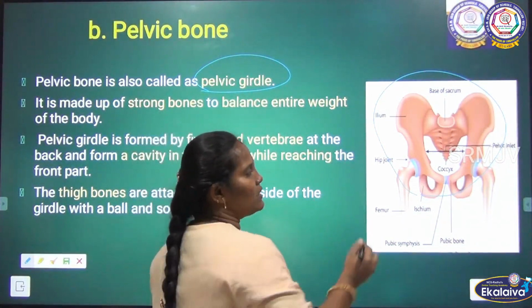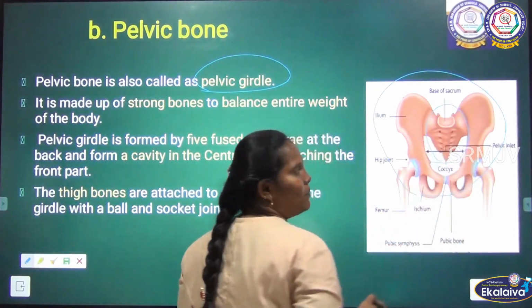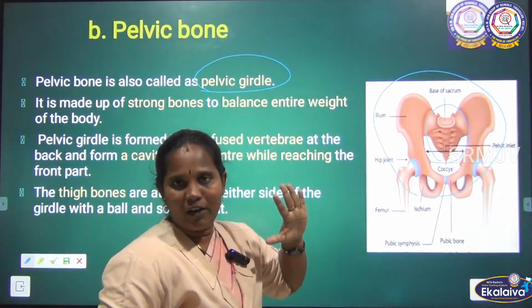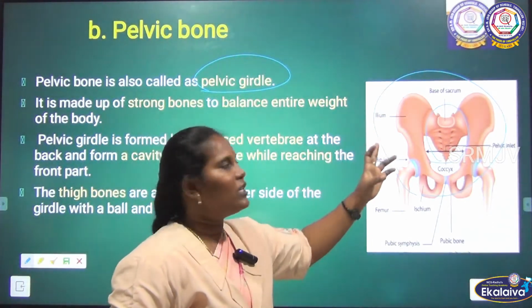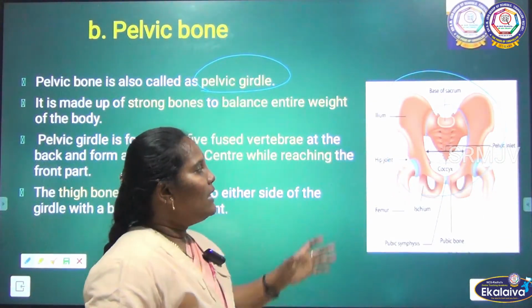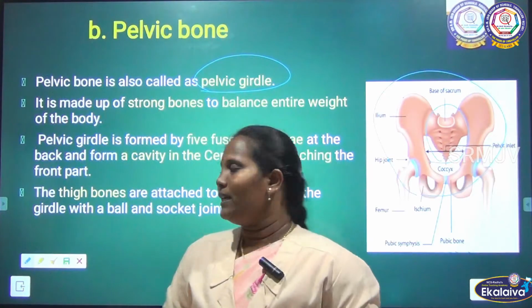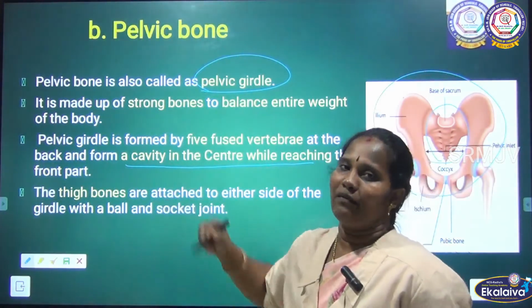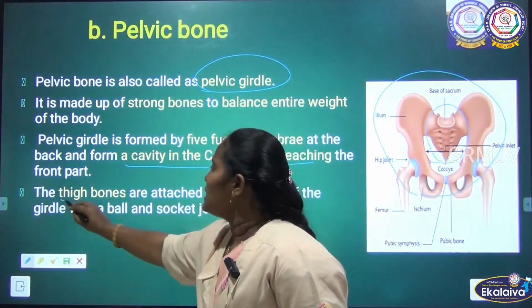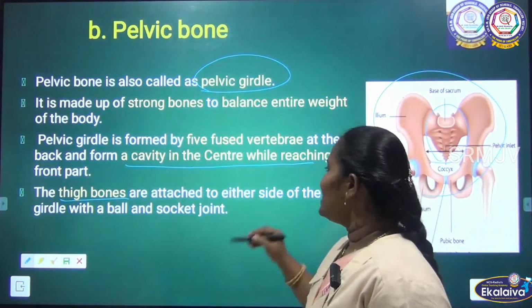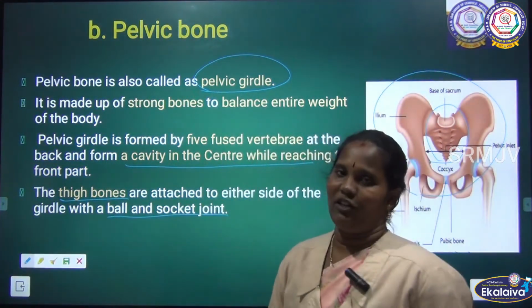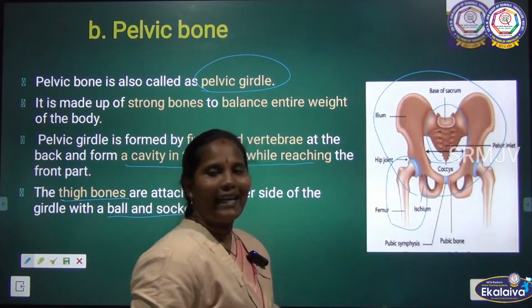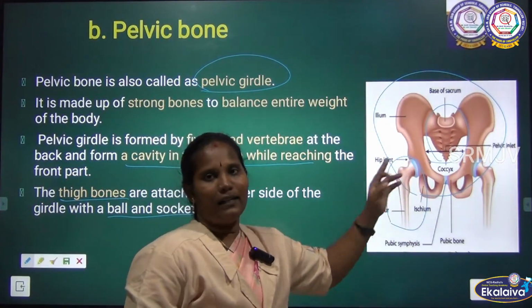This hip bone is made up of the final vertebral column bones, the coccyx. The pelvic bone and then the coccyx are the final bones. Five vertebral column bones fused together make the strongest bone. It also makes a cavity in the center through which the spine runs. Next, the thigh bones. The thigh bones are attached to either side of the girdle with a ball and socket joint. Thigh means our leg bone. The femur is attached with the ball and socket joint in this pelvic girdle.